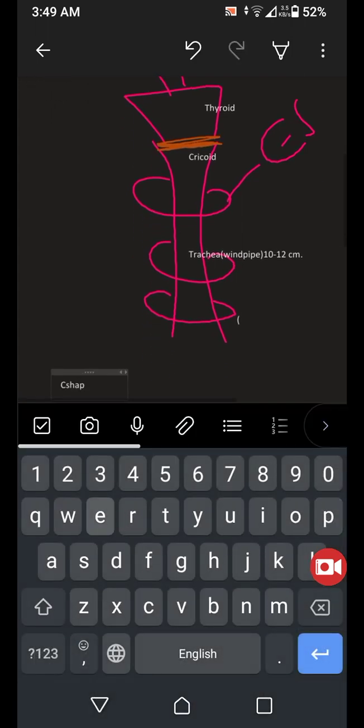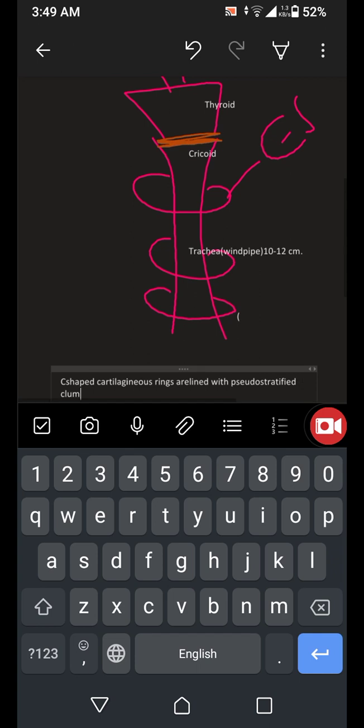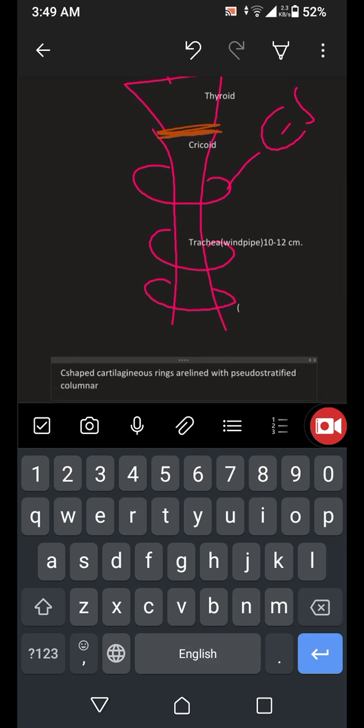Basically, these C-shaped cartilaginous rings are lined with pseudo stratified columnar ciliated epithelium, and basically these C-shaped rings are incomplete because they're only supporting the front part of the larynx, but not the back side of the larynx, because the back side is supported by the esophagus or food pipe.